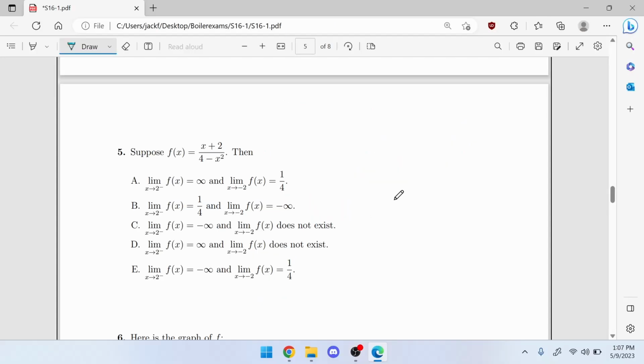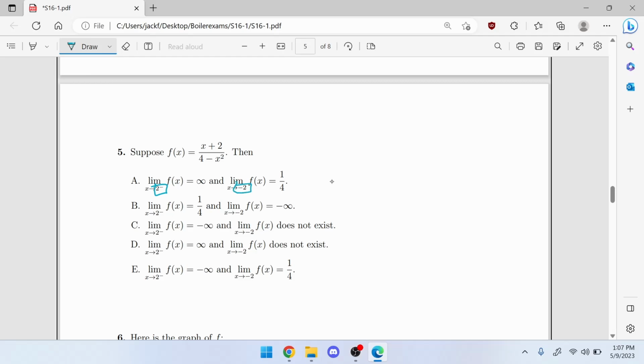All right, number 5. Suppose f of x equals this big fraction. Then which of these are true? Each of these has two limits. It's just, which two are true. And I don't really like this problem because it's really trying to trick you. It's just trying to mess you up based on these here, this 2 minus and then this minus 2.